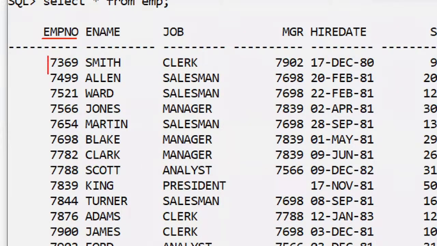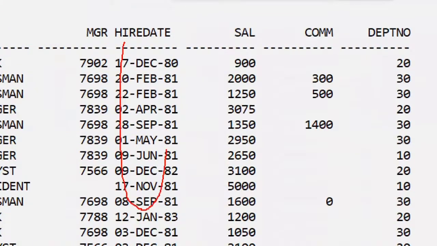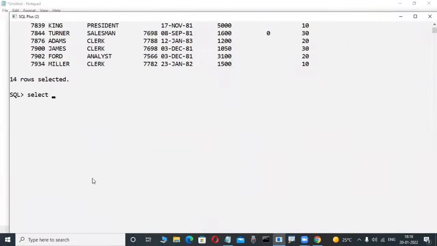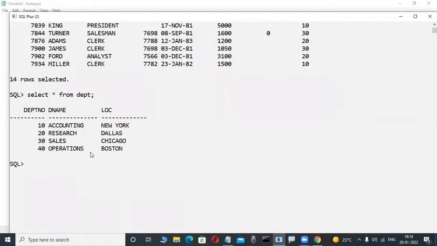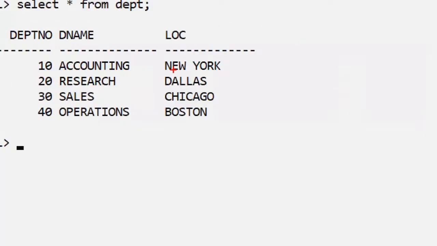Here, employee number: in this column, only numbers are available. In this column, only characters are available. In this column, only dates are available. That's why the data is stored in a structured manner. In a relational database, structured data is there, a structured collection of data.